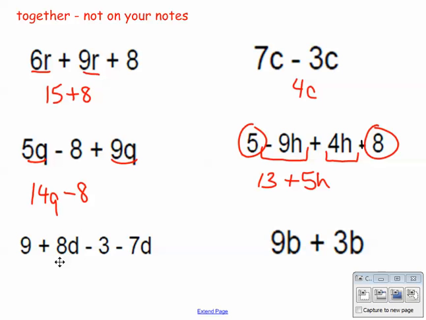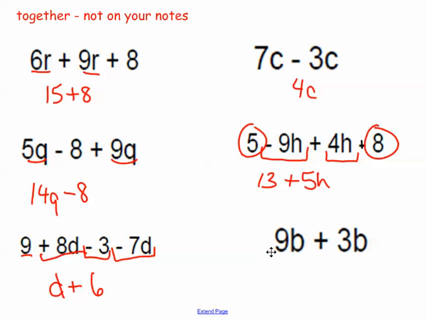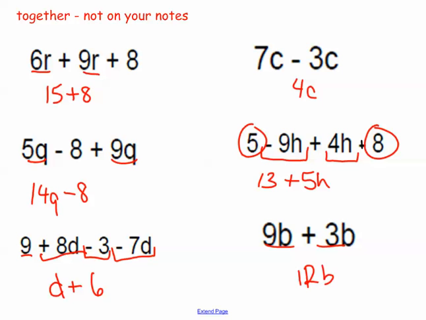All right, and on this one, we've got my D's together, 8D minus 7D's, so that's just 1D, and then 9 minus 3, so that I have 6 left, because if I have 9 positives and I take away 3, then that's 6. That's going to be plus 6. Okay? All right, and then if I have 9B plus 3B, those are my B's, so I just have 12 B's. Sorry about that, 12 B's.